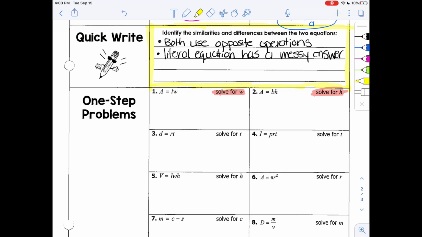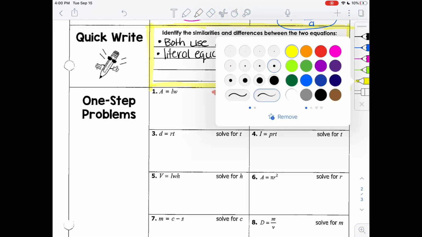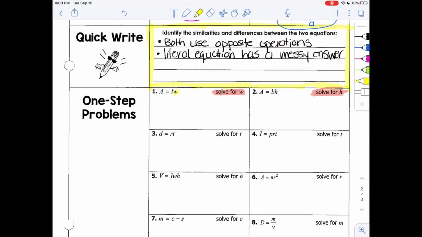Number 1, A equals L times W. Area equals length times width. Wants me to solve for W. So that means I need to get rid of L. L and W are put together with multiplication. So what is going to separate these two is division. So instead of multiplying by L, we're going to divide by L.